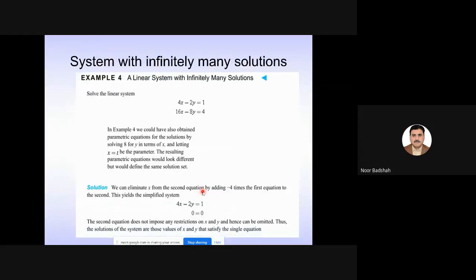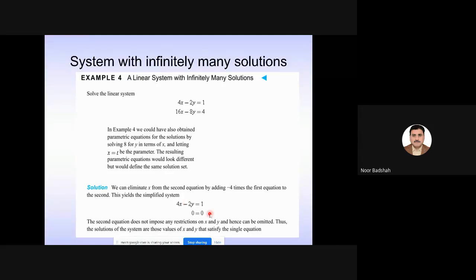If this is the system, in this case we are having 0 is equal to 0, which is obviously always true. So we are having only one equation. You can leave this equation because 0 is equal to 0 is always true. We have 4x minus 2y is equal to 1. Now we have one equation with two variables, so the system will be having one free variable. The number of variables minus the number of equations gives you the number of free variables. And if a system has a free variable, it will have many solutions.